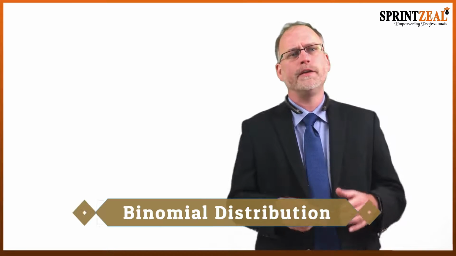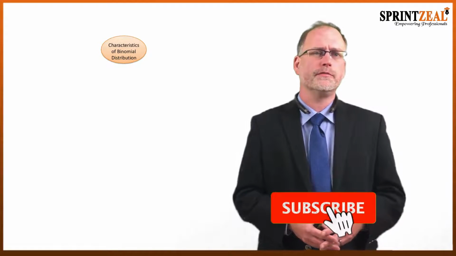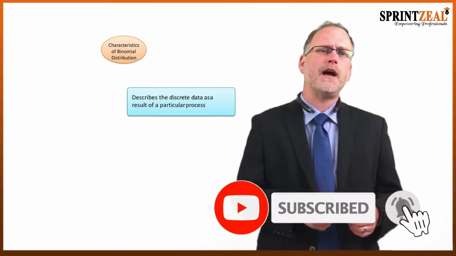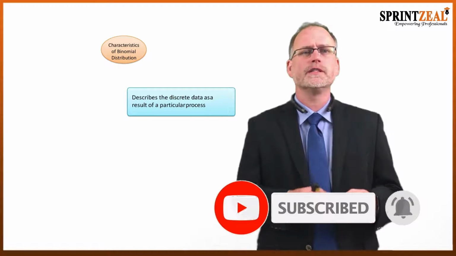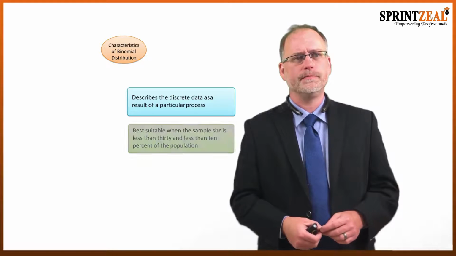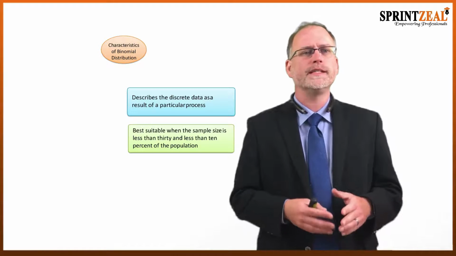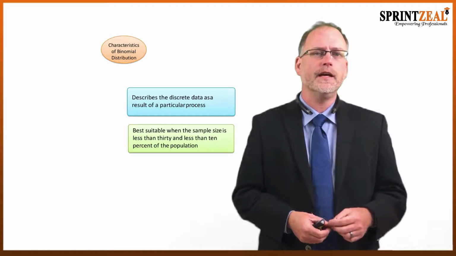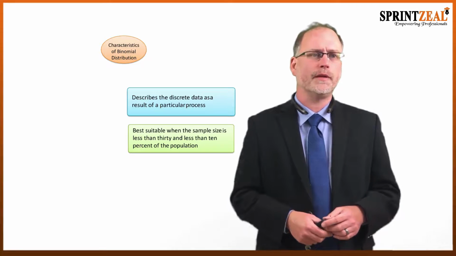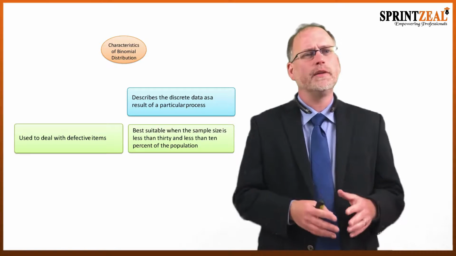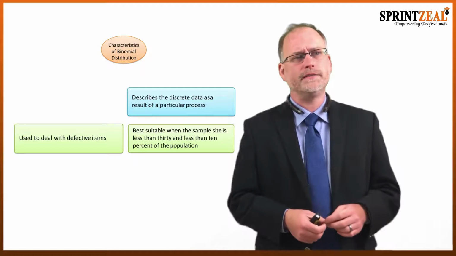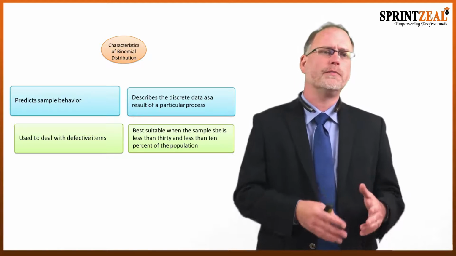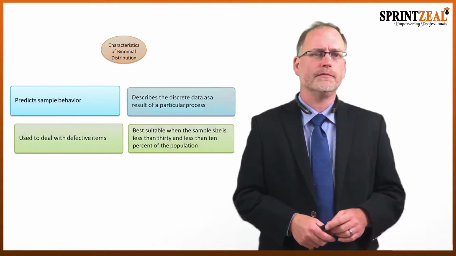So beginning with binomial distribution, this is just a probability distribution of discrete data. Some characteristics of binomial distribution begin with the fact that it describes discrete data as a result of a particular process. It's best suitable when the sample size is less than 30 and less than 10% of your population. And it's only to be used to deal with defective items, and it also predicts sample behavior.